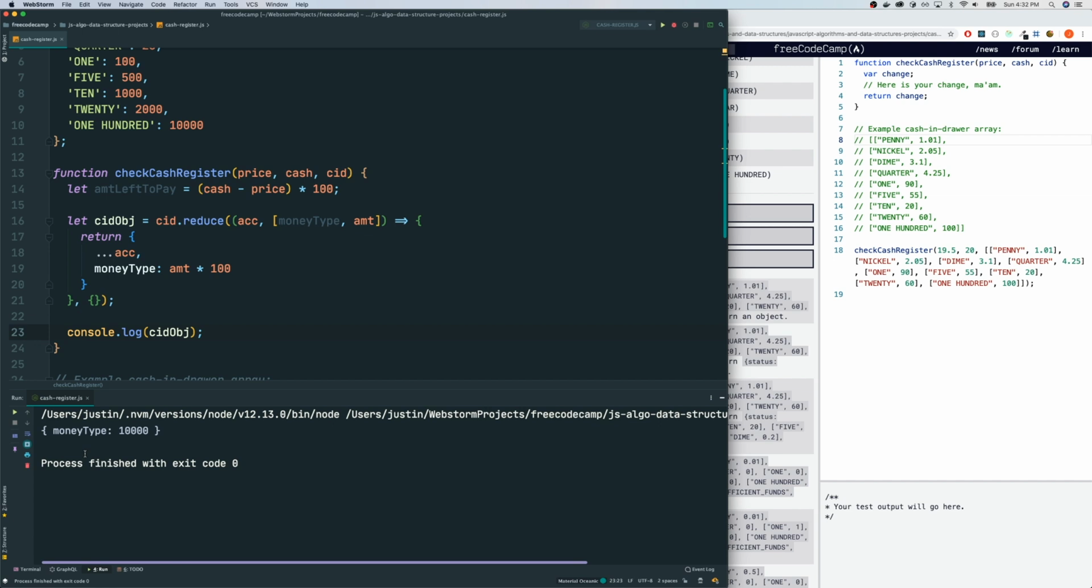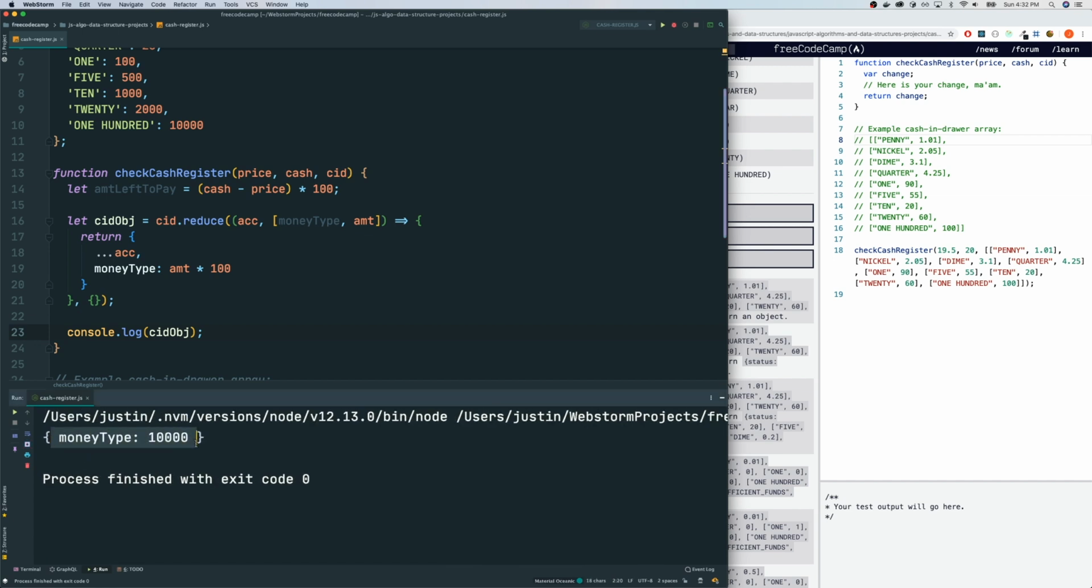Let's see what that is all about. I'm going to run this. We get this. Money type is just 10,000. We only have one key, and the key is money type. When we write it like this, JavaScript thinks that we actually want to name the key as money type. That's not what we want to do. We want to name it as whatever value this money type variable has.